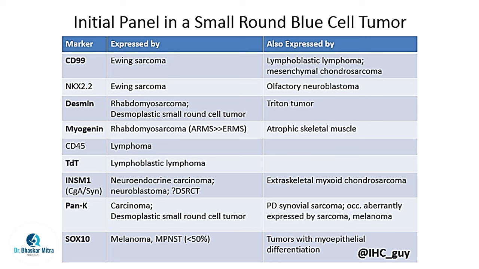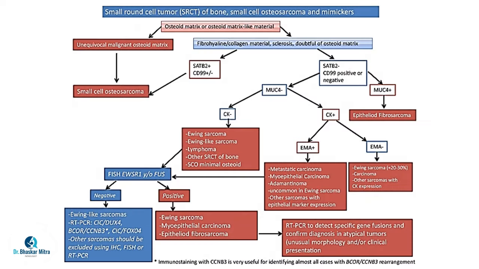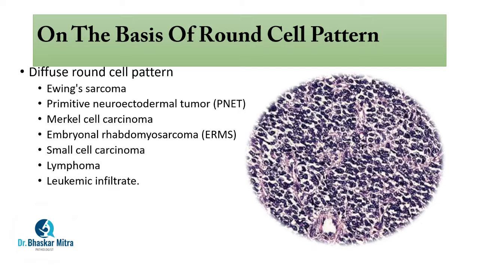So this is the basic panel of markers which we commonly use as the initial panel to differentiate the small round cell tumors into various categories. This is the algorithm to differentiate between the small round cell tumors of the bone and the small cell osteosarcomas and their mimickers. It's very self-explanatory. We can go through this, but naturally we can see the expression of SATB2, and Mark 4 will differentiate these from the other tumors.